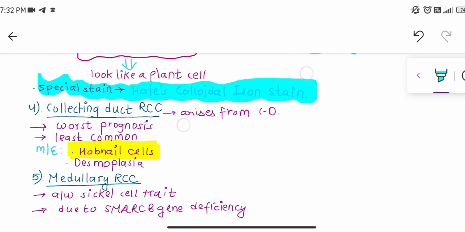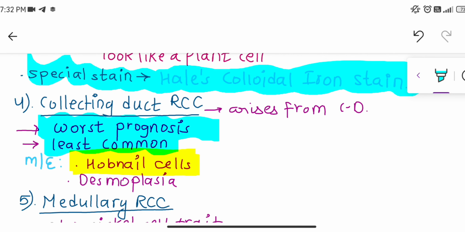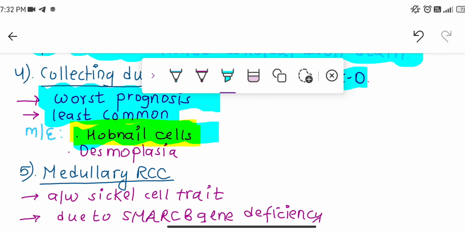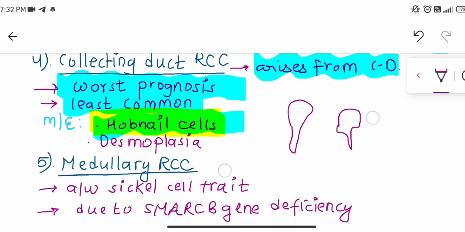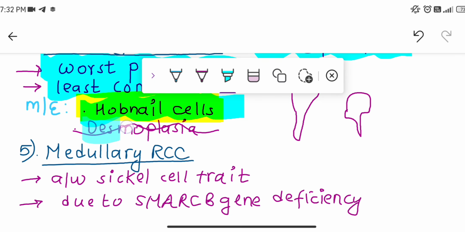Now next is collecting duct renal cell carcinoma. It is the carcinoma with the worst prognosis, and it is the least common type of renal cell carcinoma. It arises from the collecting duct. The microscopic feature of this carcinoma is hobnail cells, just like the nail of a carpenter. They appear like the nail of the carpenter, so that's why they are known as hobnail cells. Next is desmoplasia. There will be dense fibrosis. So that is desmoplasia.